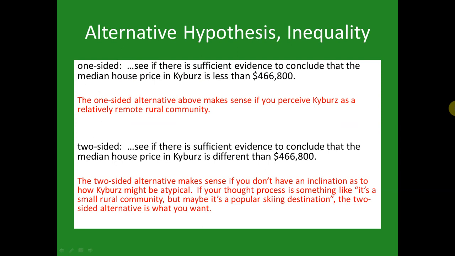There are a couple of options as far as the inequality in the alternative hypothesis is concerned. And this is not going to be a scenario where one inequality is correct and the other two are incorrect. If there's one that you can justify, then that's a correct one. The way that I think about this particular example is the first way, where the way that I look at Kyburz is it's a relatively remote rural community. I would expect that to generally be a cheaper place to live. So I'm going to look for evidence that the median is lower than the county value of 466,800.